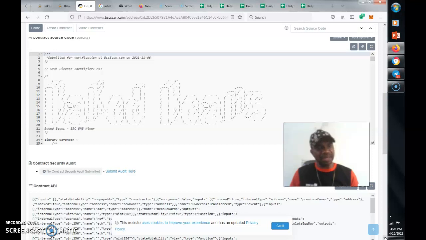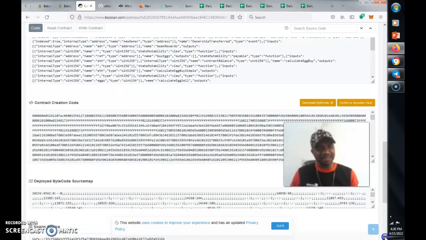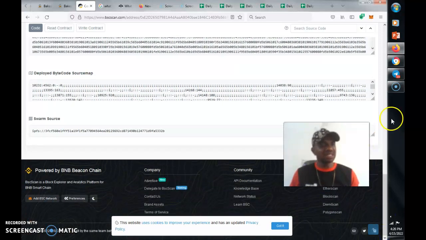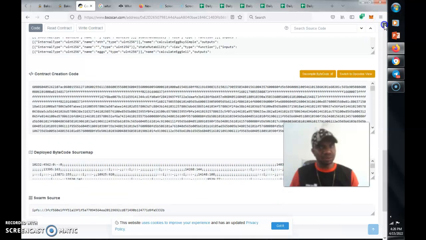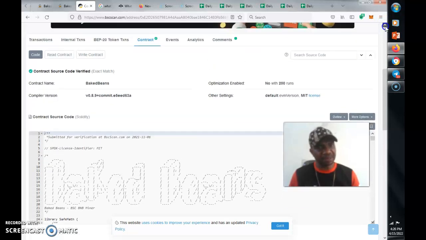But I told you in our previous video that a lot of things are happening behind the scene. So these are the things happening behind the scene. This is the smart contract code. Here you can see the smart contract security audit. You can also see read the contract. Here is the code. Read the contract, write contract. So everything here is transparent.